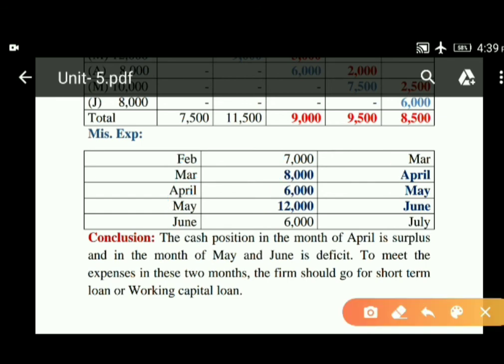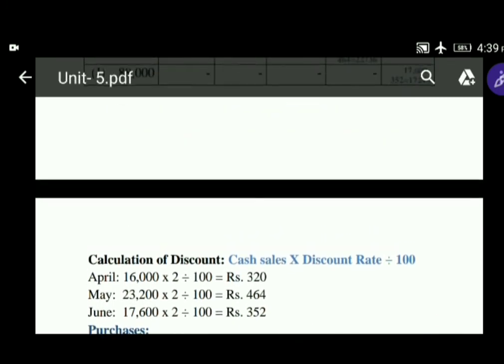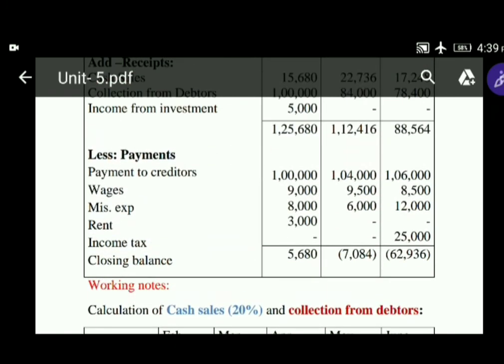So here April, May, June, these three only we need to take. April we are paying 8,000, May we are paying 6,000, June 12,000. So the miscellaneous expenses here are 8,000, 6,000 and 12,000 respectively for the months of April, May and June.